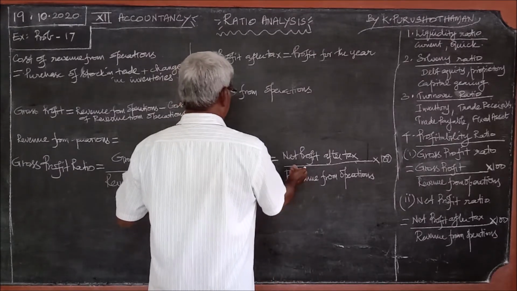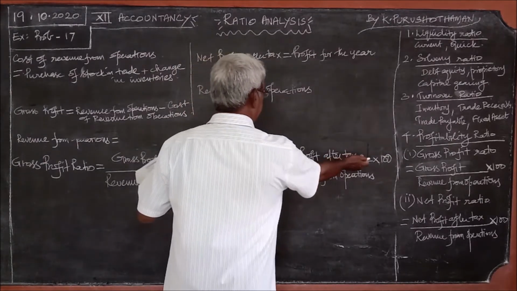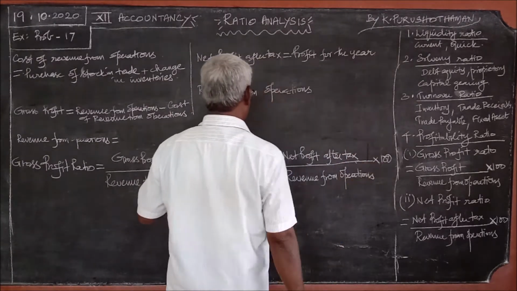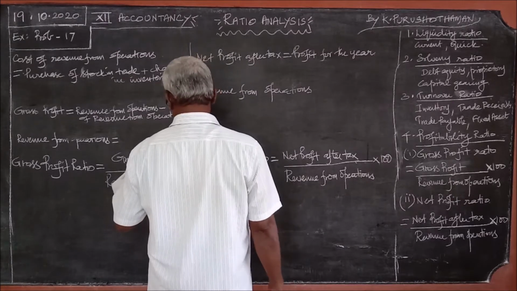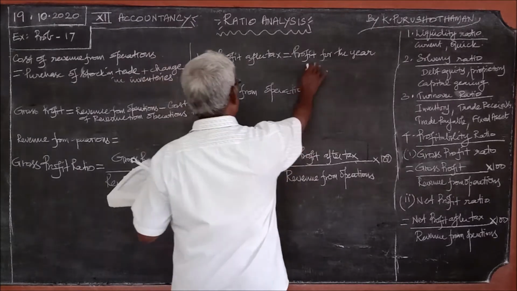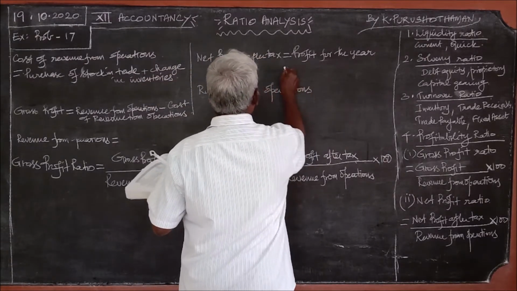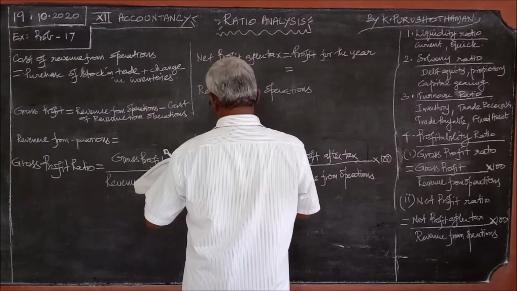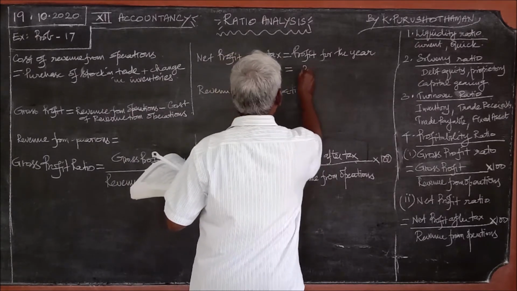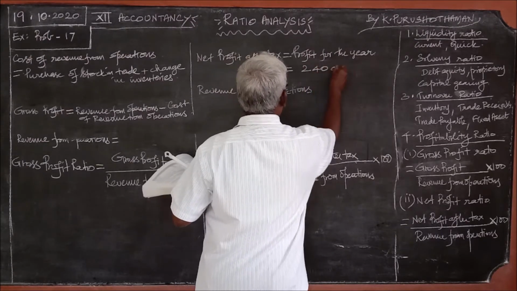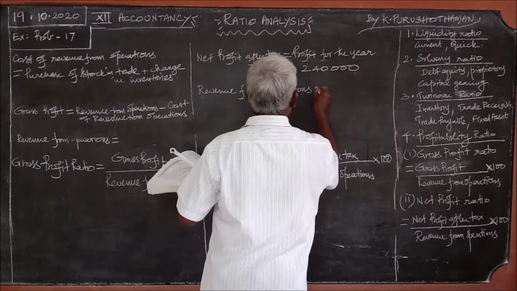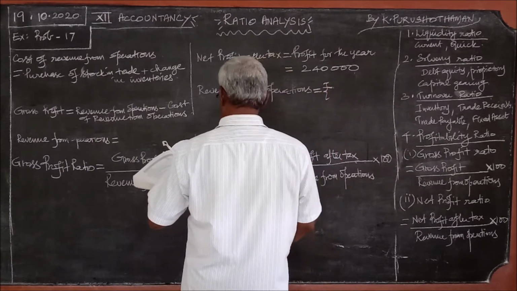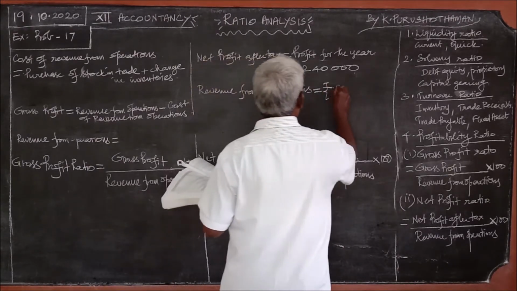What is net profit ratio? Net profit after tax divided by revenue from operations into 100. What is net profit after tax? That is the profit for the year, that is profit at the end of the year. That is equal to 2,40,000. And the revenue from operations is given here, 24 lakhs.